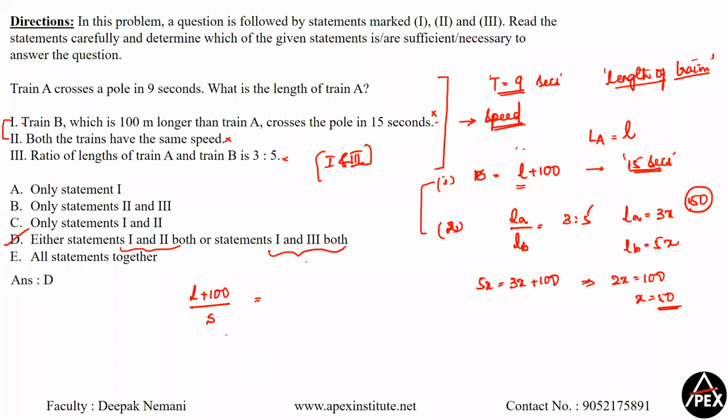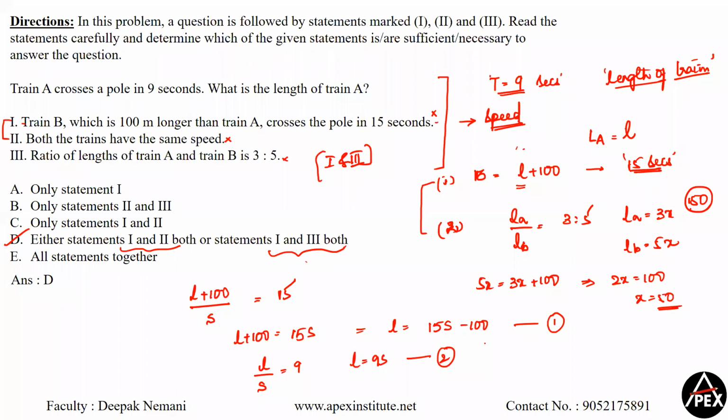Yes is equal to how many seconds? 15. So L plus 100 is equal to 15s, or L is equal to 15s minus 100. Now this is one equation. Now a train A whose length is L crosses a pole in 9 seconds. So L with same speed is equal to 9, L is equal to 9s. Now please observe, we do have two equations with two variables. Can we solve them and get the answer?